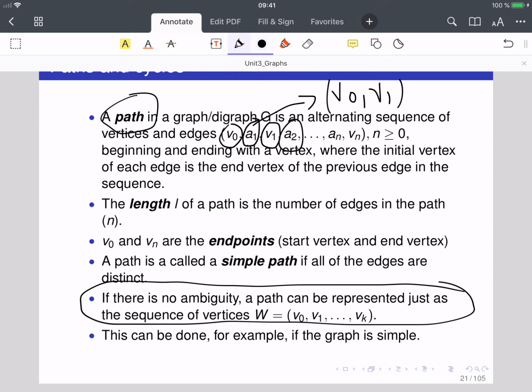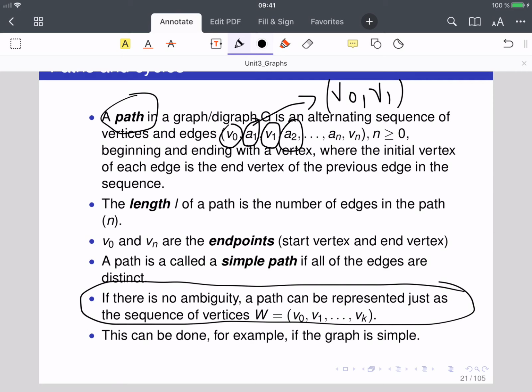Okay, so in our lectures, we are going to mainly work with simple graphs, so our paths will consist mainly of just vertices. We don't need to specify the edges.